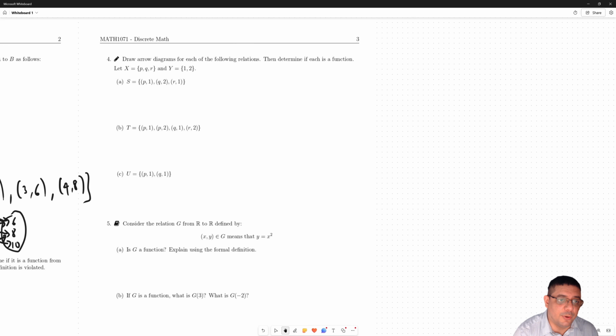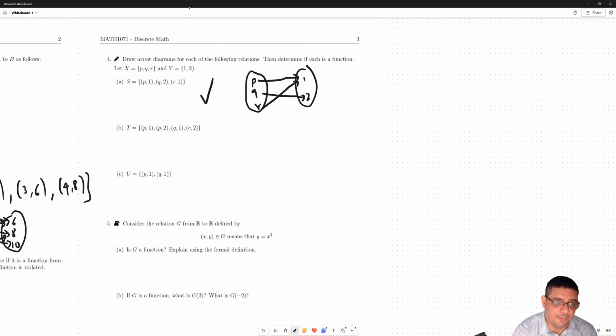This is asking for arrow diagrams for each of the following relationships, and then deciding whether each is a function or not. So you can go with P, Q, R, and then 1, 2. Here you're sending P to 1, you're sending Q to 2, and you're sending R to 1. This holds the fact that every input has one output, so this is a function.